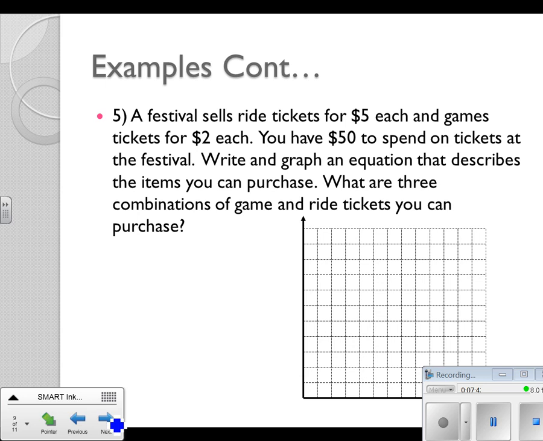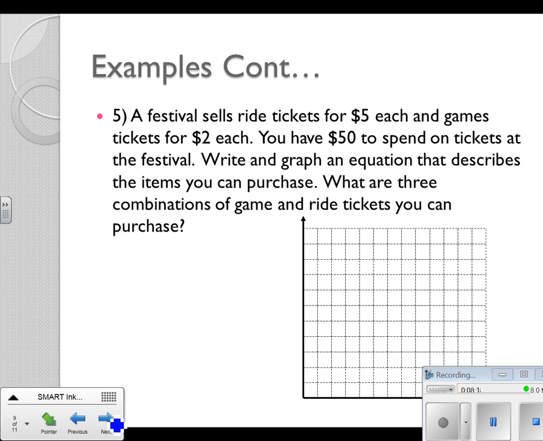A festival sells ride tickets for $5 each and game tickets for $2 each. You have $50 to spend on tickets at the festival. Write and graph an equation that describes the items you can purchase. It says that you have $50 to spend. We're going to change that to 5. Yeah, we'll keep that at 50. So we're going to write and graph an equation that describes the items you can purchase. What are 3 combinations of game and ride tickets that you can purchase?